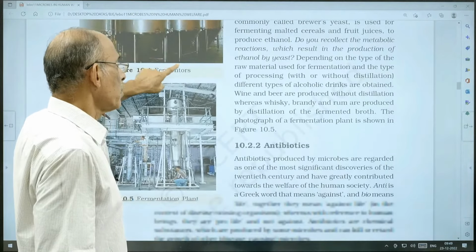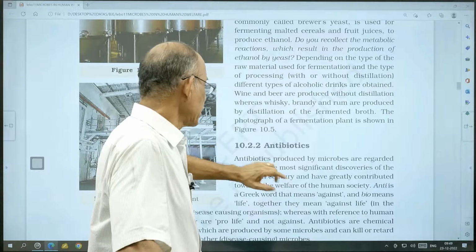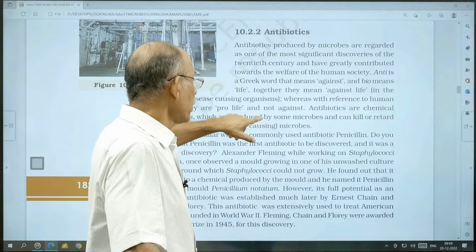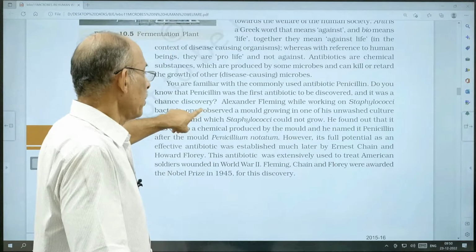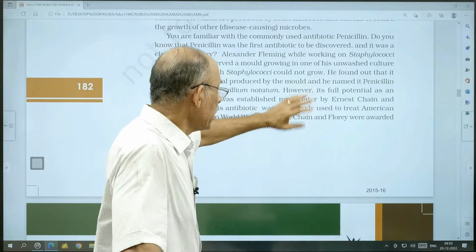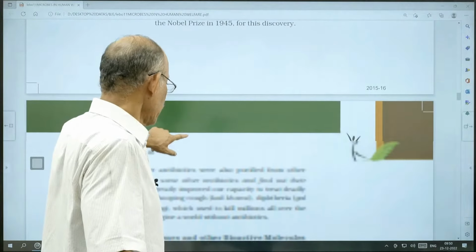And there are two types of these beverages: one without distillation and one with distillation, etc. Antibiotics are against life, but with regard to man, they are pro-life. The first antibiotic, penicillin, was discovered by Alexander Fleming from Staphylococcus, etc. Then Chain and Florey popularized it, and later on Fleming, Chain and Florey were awarded the Nobel Prize in 1945, etc.